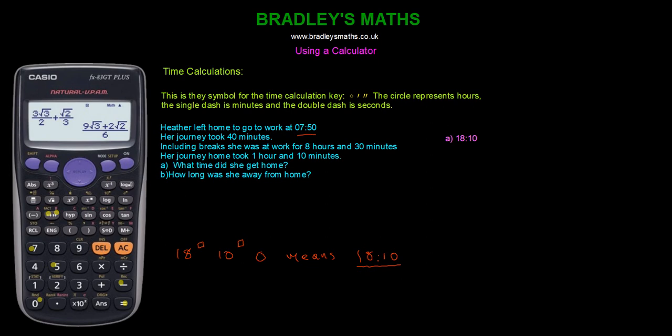Okay, so this will give you 10, 20, 0, and this means, in this case, this is an amount of time, not an actual time in the day. It is an amount of time. It is 10 hours and 20 minutes. Okay.